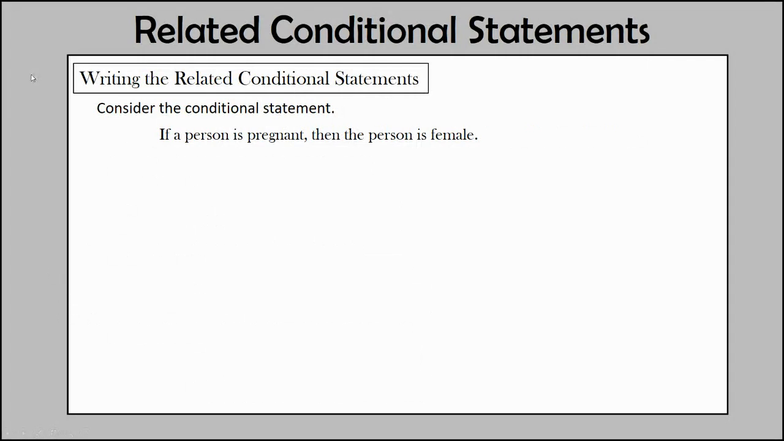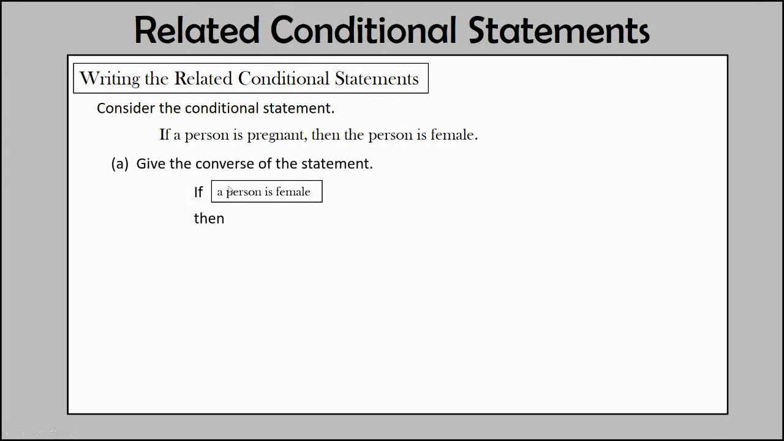All right. We'll do it again here. If a person is pregnant, then the person is a female. Okay. So hypothesis, a person is pregnant. Conclusion, the person is a female. Okay. The converse, well, interchange these two. If the person is a female, then the person is pregnant. Write the inverse.